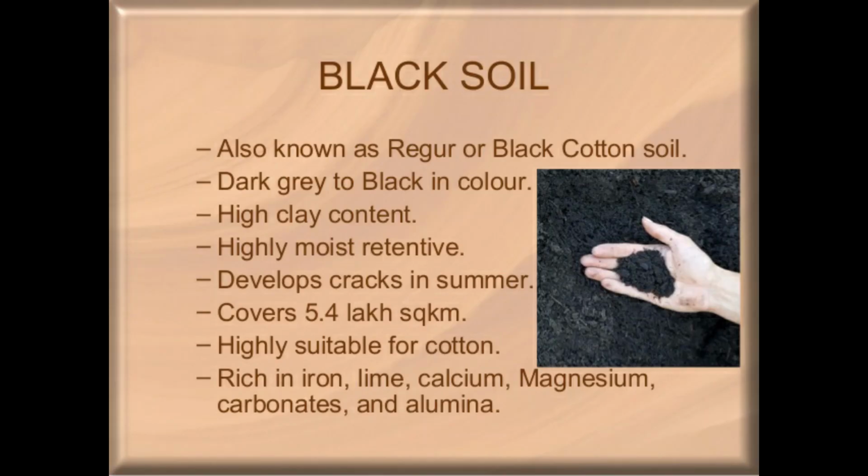Number 2 is black soil. It is found in Deccan Plateau. This type of soil is confined to some parts of Gujarat, Maharashtra and Karnataka. This soil has an ability to retain moisture and become sticky when wet. It is largely used for growing cotton and thus it is popularly known as cotton soil.